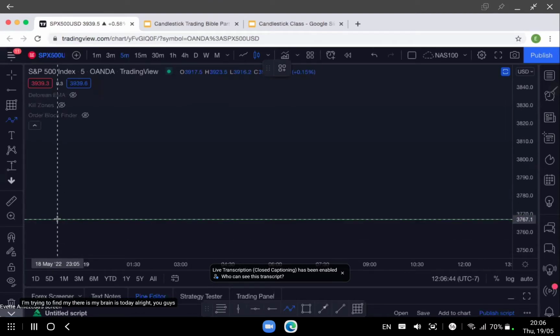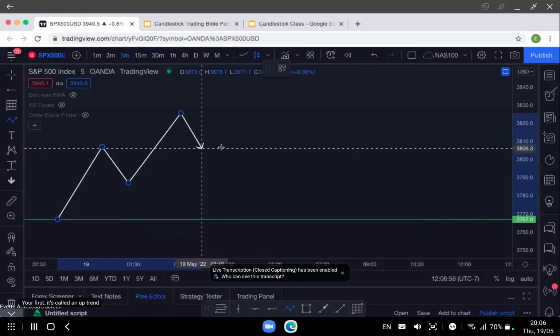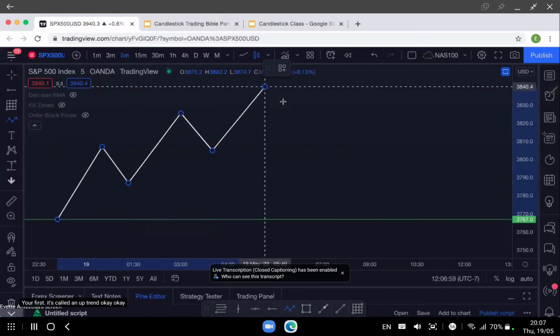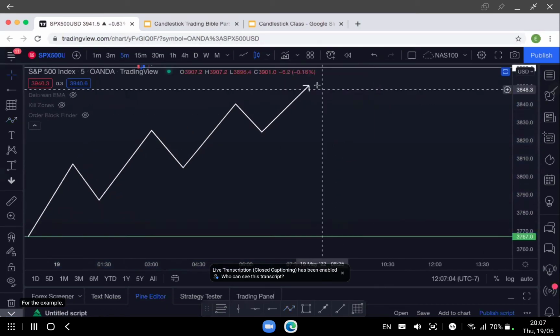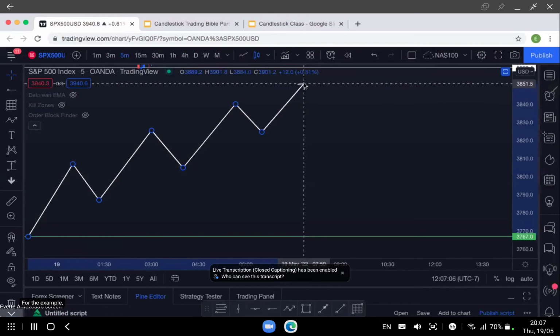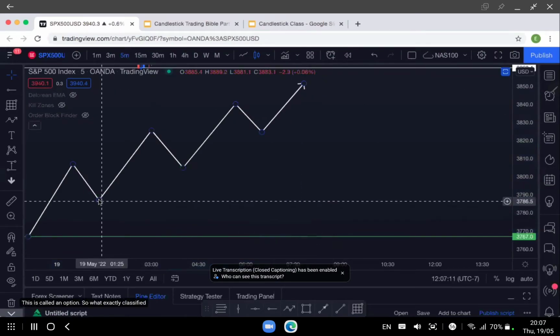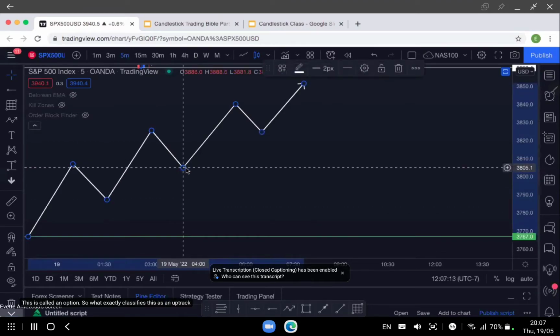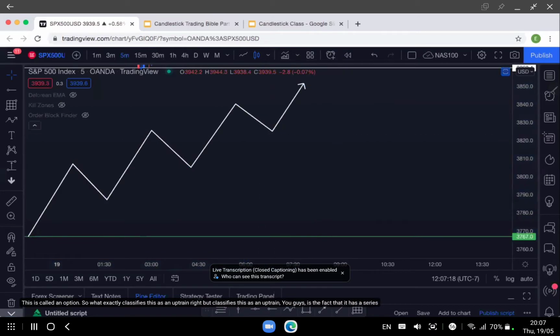All right, you guys, first and foremost, when you have your market, you have different phases, all right? You have trending markets, and there's two types of trending markets. Your first is called an uptrend. Okay, like this. I'm trying to make it as pretty as possible for the example. This is called an uptrend. So what exactly classifies this as an uptrend, right?